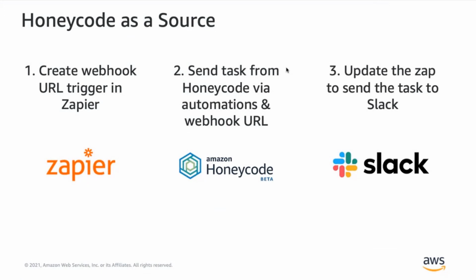So here's a look at our specific process flow. You'll notice there are 3 steps involved. First, I'll create a webhook URL in Zapier. Think of this as a phone number to call into, so to speak. Then I'll create a Honeycode automation to send our task to that webhook URL, which would be the caller. This can be done from a Honeycode table or even simply a button within the Honeycode app, such as what Rajesh demonstrated earlier. The third and final step is to update the Zap to send the data from Honeycode to Slack, basically the place to route the call to. So with that said, let's go ahead and get started.